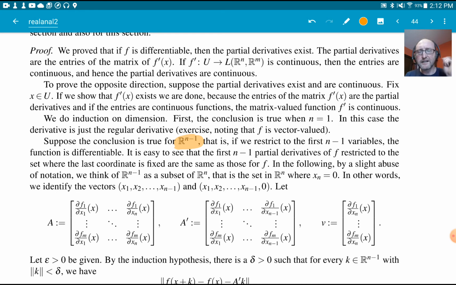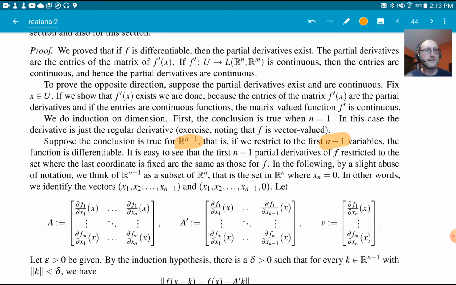Now, what we're going to do is basically restrict to the first n-1 variables and apply what we know. What we could do is fix the last coordinate. And then we have a function of n-1 variables.